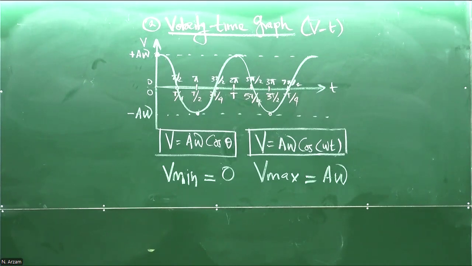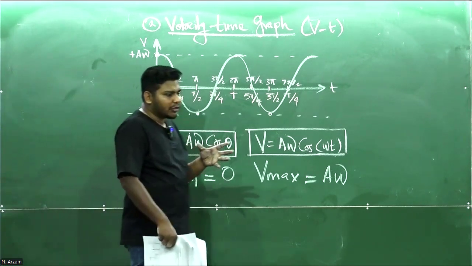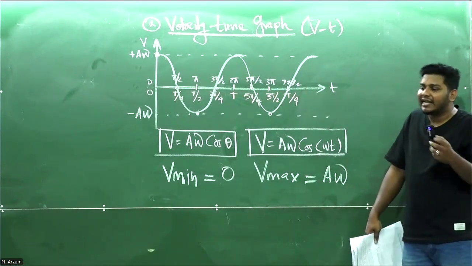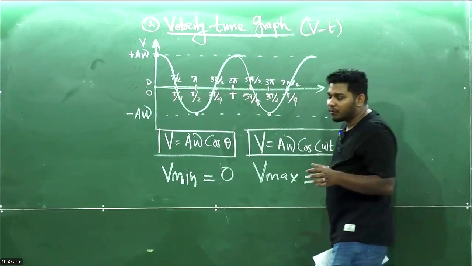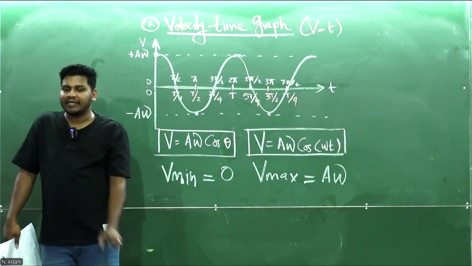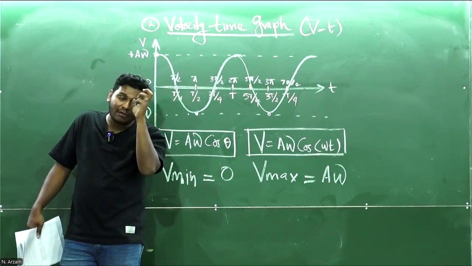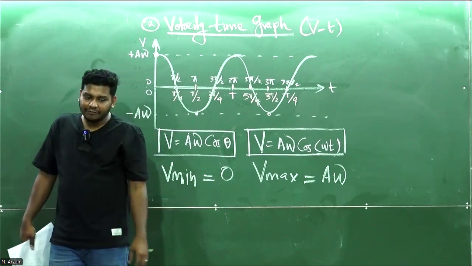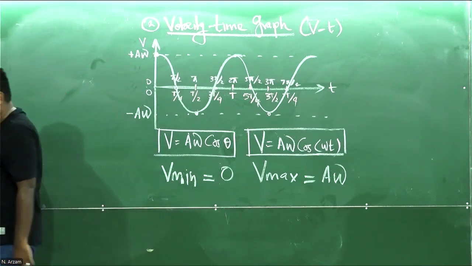Can you guys please try to draw the graph for the AT graph? Please give it a try on the rough sheet, not in the notebook. Try to draw the AT graph, the acceleration time graph for the simple harmonic motion, on the rough sheets. Okay.